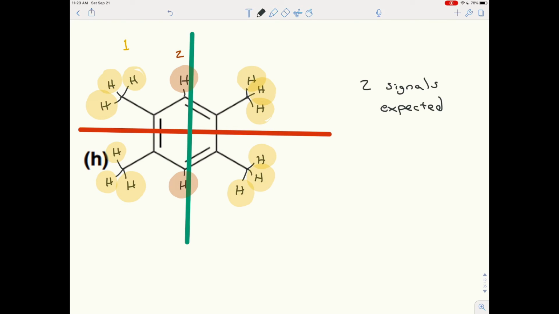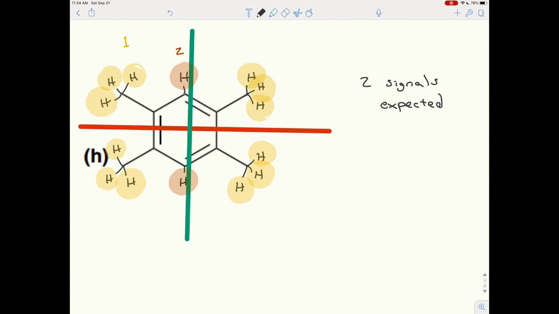Because you have 2 unique electronic environments that will oppose the external magnetic field in 2 different ways, so it'll take 2 different amounts of energy to flip the nuclei.